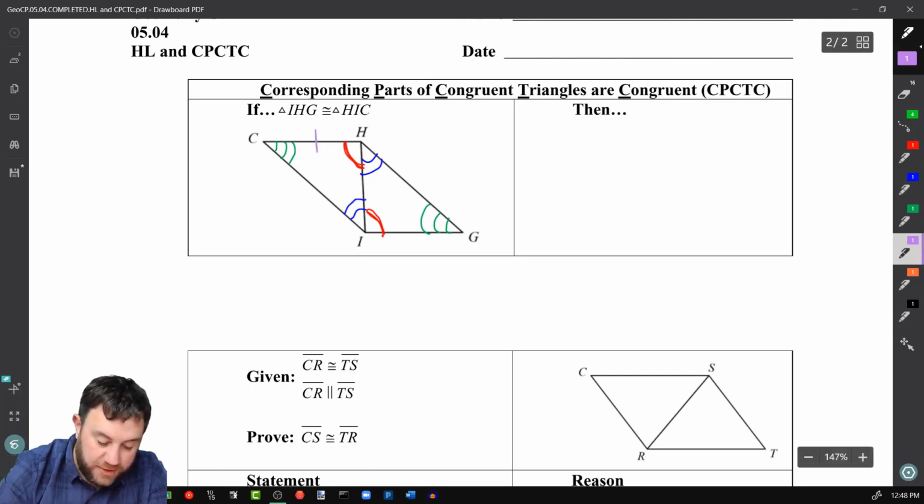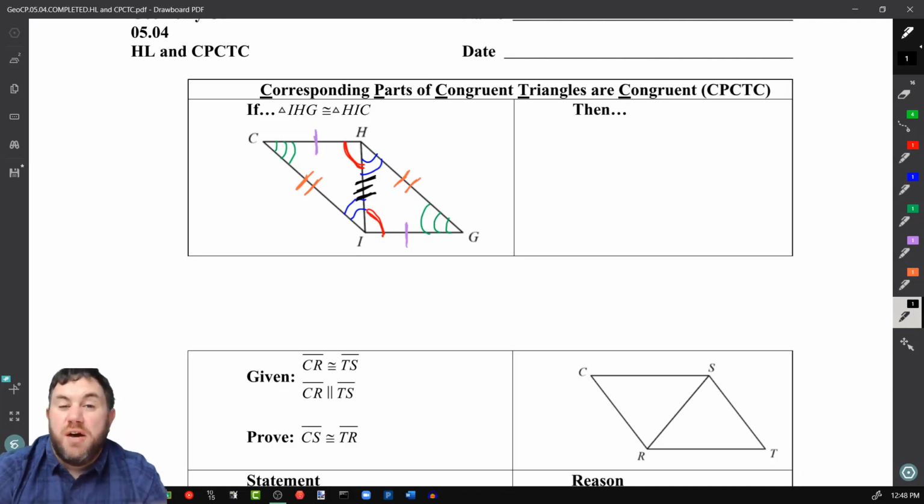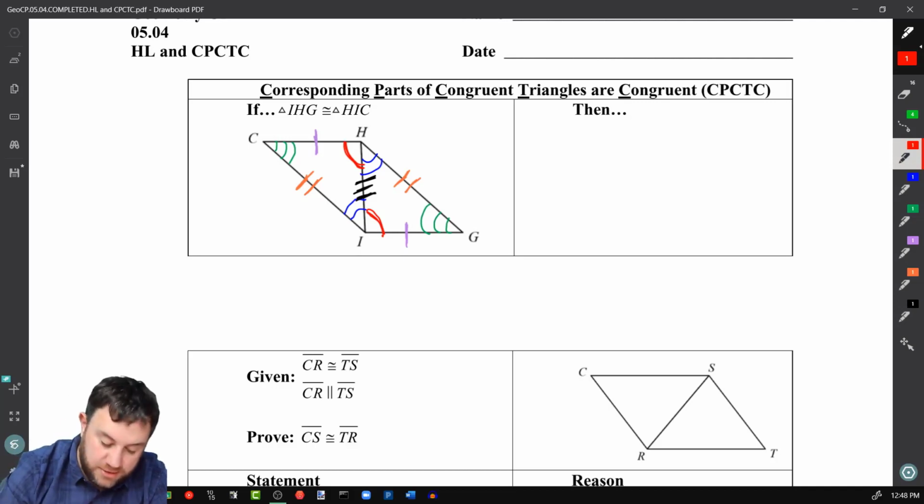We also know that CH and IG correspond to each other. CI and HG correspond to each other. And HI corresponds to itself because they share that side. So we can go back through and write out all 6 of those statements.